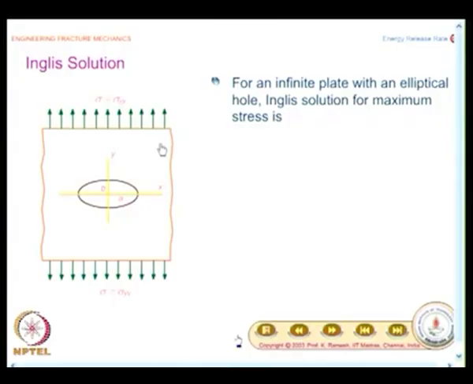When you have a geometric discontinuity, for example, if you take the case of an infinite plate with an elliptical hole, so I have a cutout here. So, this is a geometric discontinuity. Because of this, what you find is you will have a maximum stress developed at the tips of this ellipse, and that is given as sigma y max equal to sigma into (1 plus 2a by b), where a is the semi major axis of the ellipse and b is the semi minor axis of the ellipse.